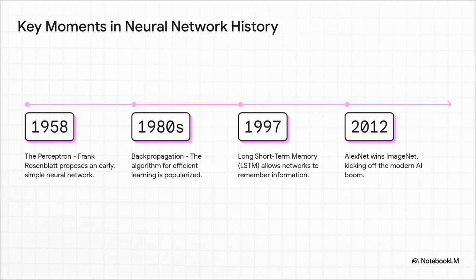1950s. The real magic started to happen in the 80s with an algorithm called backpropagation, that finally let networks learn from their mistakes efficiently. Then in '97, we got networks that could remember things. But the spark that really lit the fuse was in 2012.